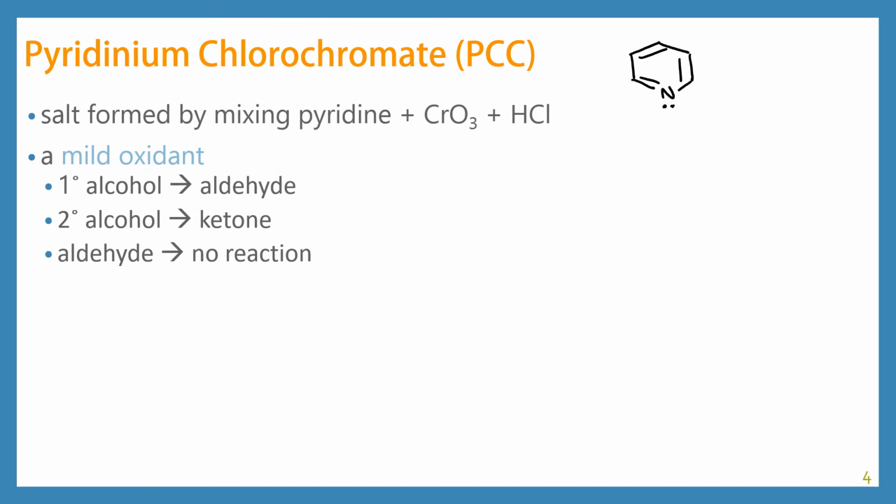So this reagent also does a reaction before it reacts with the organic compounds, but it's really simple. It's just a proton exchange. So what you end up with is the protonated form of pyridine, which is pyridinium, and then the chlorochromate is your counter ion.